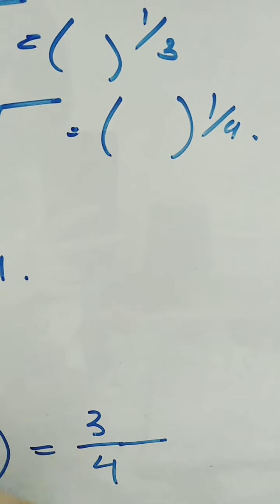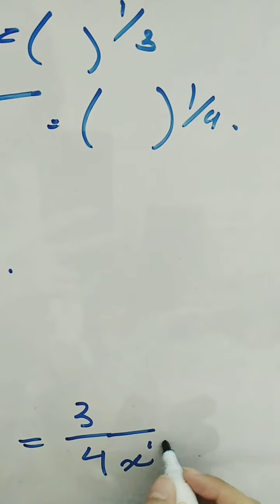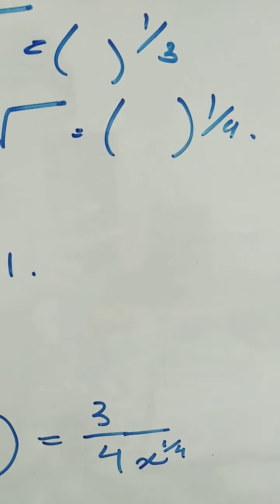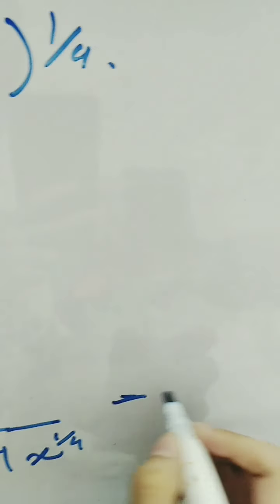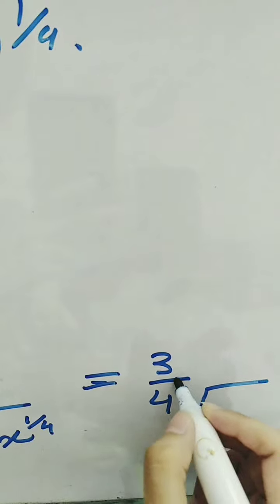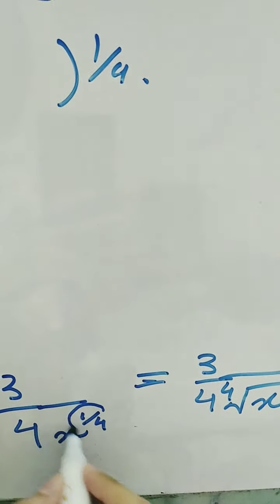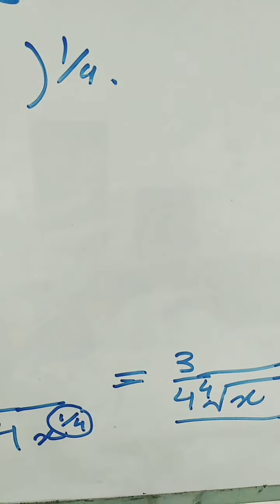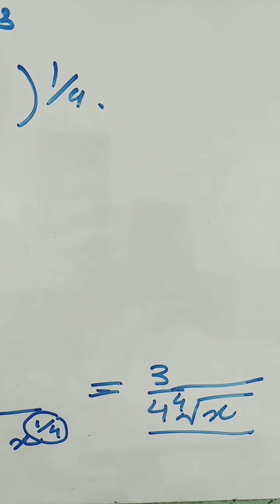It is a negative power, so we take it to the denominator. So we have 3 over 4 x to the power 1 over 4, which can be written as 3 over 4 quad root x, as this is equivalent to quad root. So basically our answer is 3 over 4 quad root x for the given function.